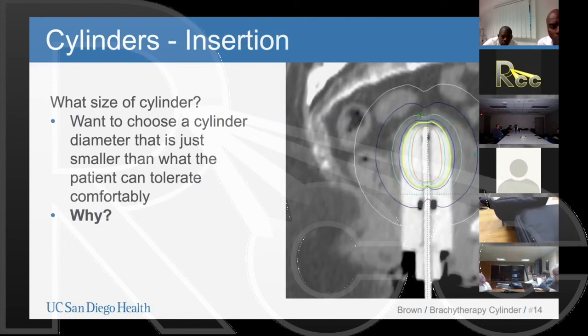patient can tolerate comfortably. Does anyone have any guesses why we would want to choose a larger diameter cylinder as opposed to a small diameter cylinder that may be more comfortable for the patient? The reason for, yeah, sorry, go ahead. To remove the air between the tissue and the cylinder, or to remove the space. This is absolutely correct, and thank you so much for contributing to the discussion.